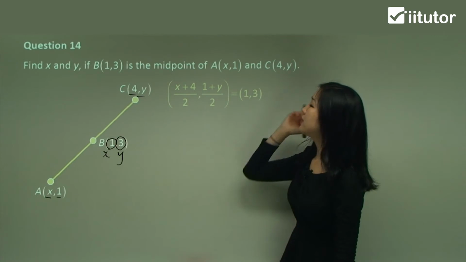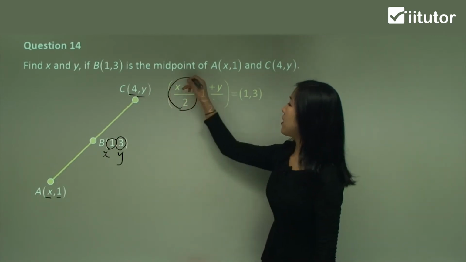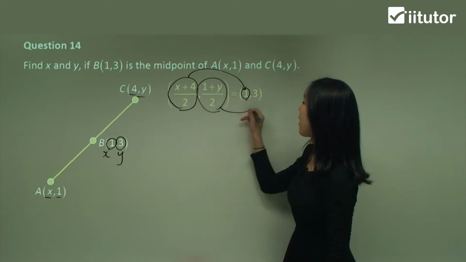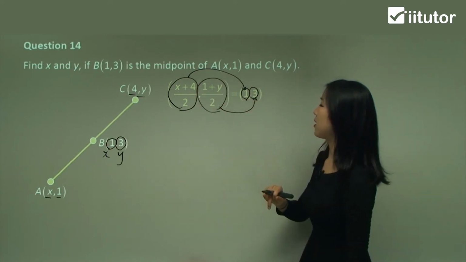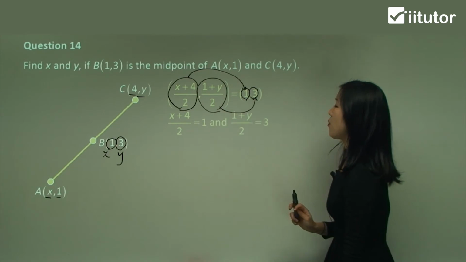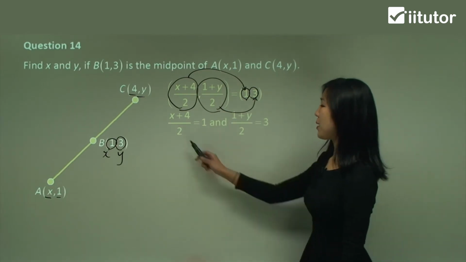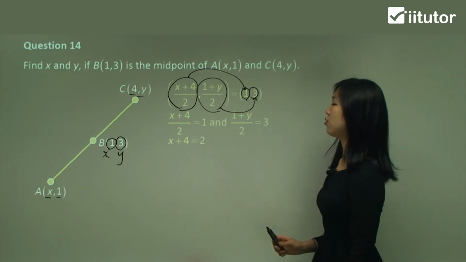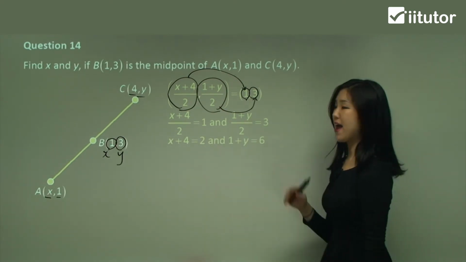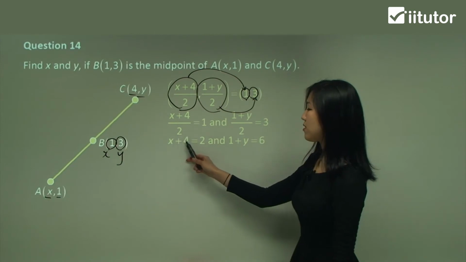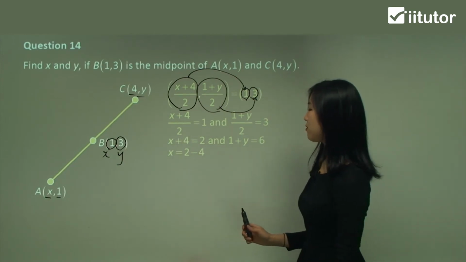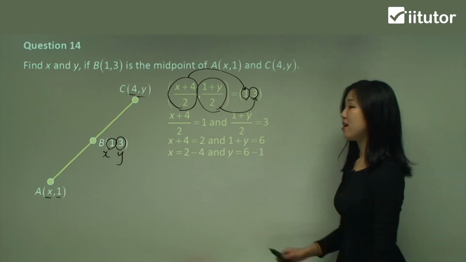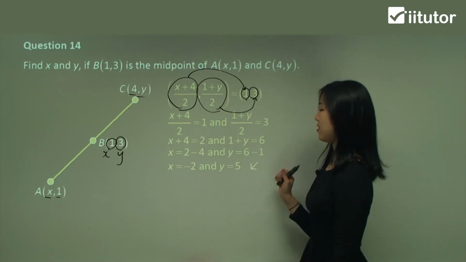Okay, so X plus 4 divided by 2 is 1, and 1 plus Y divided by 2 is 3. Let's multiply both sides by 2, so get rid of the denominator. So that would be 2, and this would be 6 on the right hand side. To get X, we need to subtract 4 here, so 2 minus 4, and here we need to subtract away 1, so 6 minus 1. 2 minus 4 is negative 2, and 6 minus 1 is 5.